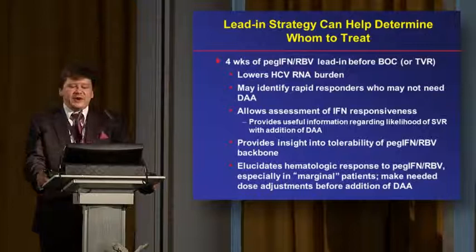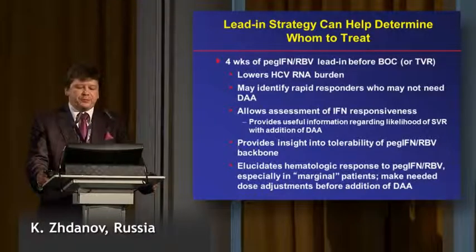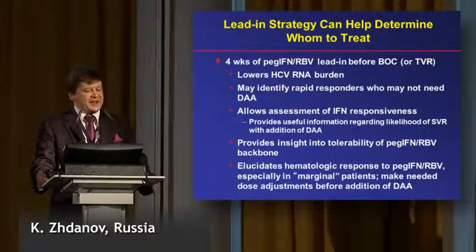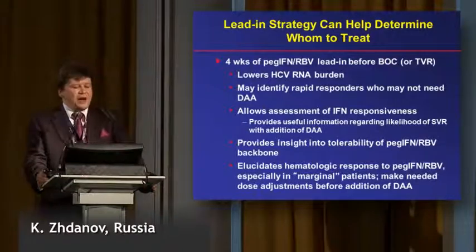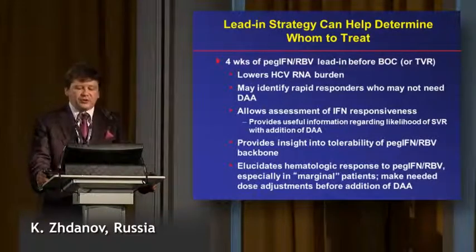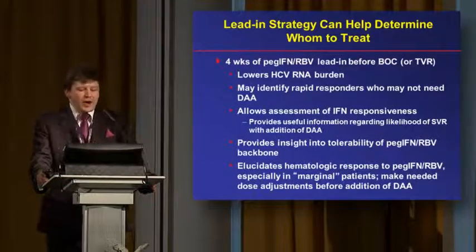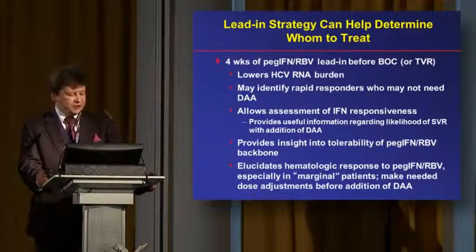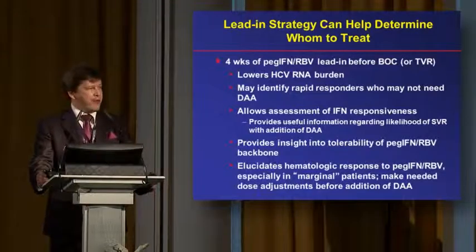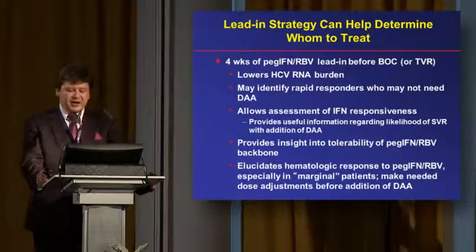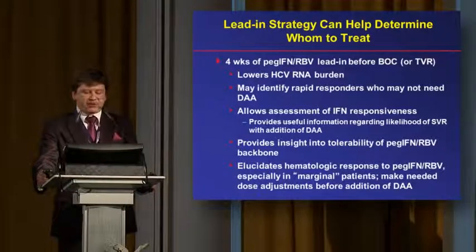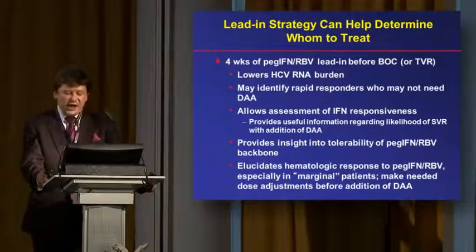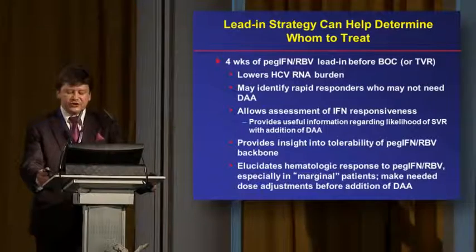Four weeks of PEG and RBV lead-in before boceprevir or telaprevir, with the lowest HCV RNA burden, may identify rapid responders who may not need DAA, provides useful information regarding the likelihood of SVR with the addition of DAA, provides insights into tolerability of the PEG and RBV backbone, and elucidates hematologic response to PEG and RBV, especially in marginal patients, so needed dose adjustments can be made before the addition of DAA.